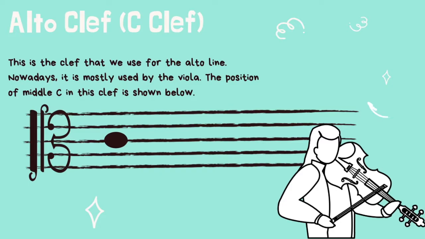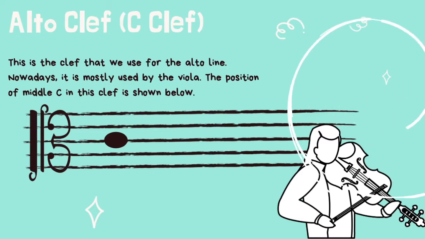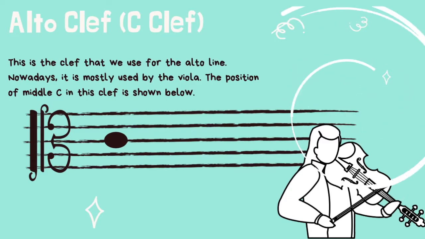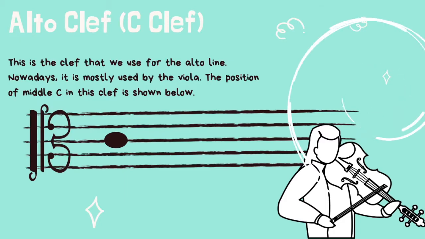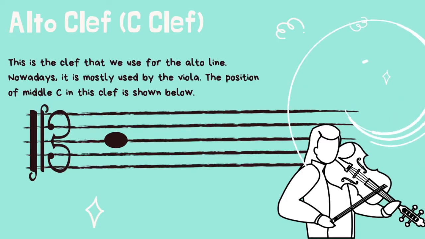We call alto clef a C clef because, as we see there, where the alto clef symbol intersects with the middle line, that is where we put middle C. So we can refer to alto clef as a C clef. If you have to read alto clef, you can always orient yourself by looking at where that symbol intersects the middle line. That is your middle C, and you can work out from there.